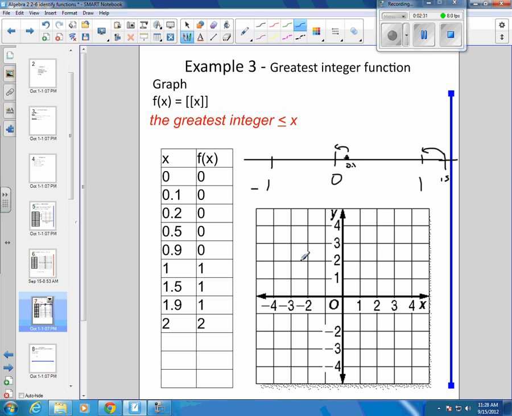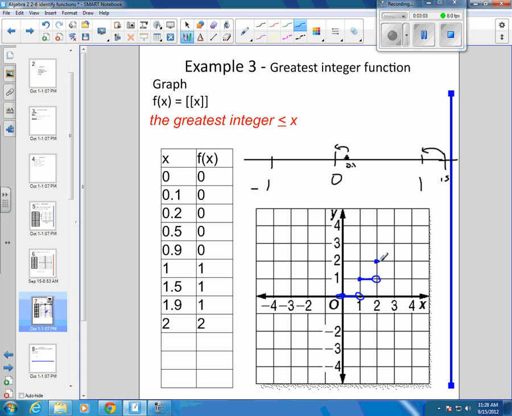So let me grab, I don't know, blue. So 0, 0 we have. And we know everything, so 0.1, 0.2, 0.5, 0.9, is all going to be 0, all the way until we get to 1. All of those values are going to be 0. And as soon as we get to 1, we jump up and we've got a point here. And now we know 1.1, 1.2, 1.3, 1.4, 1.5. Until we get to 2, we're going to be at 1. And then as soon as we get to 2, we jump up and we're at 2.